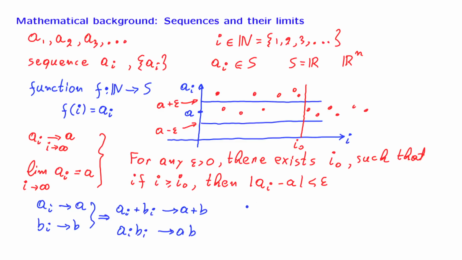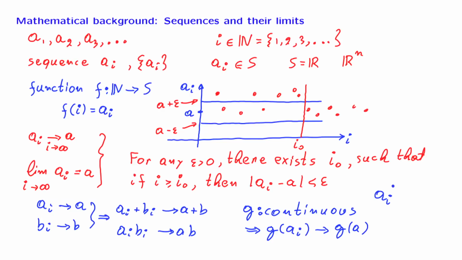And if in addition g is a continuous function, then g of a_i will converge to g of a. So for example, if the a_i's converge to a, then the sequence a_i squared is going to converge to a squared.